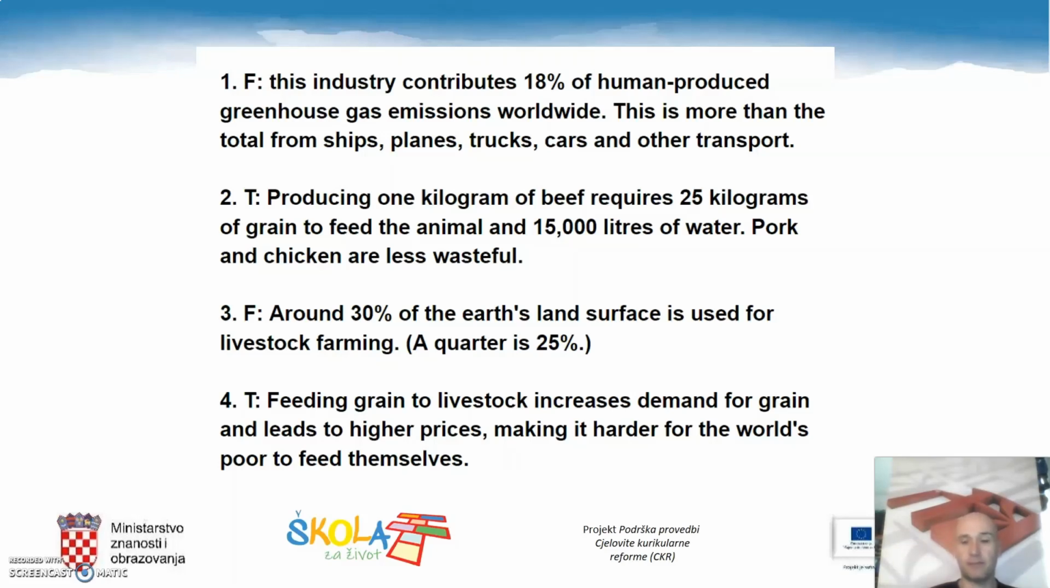Statement number 3: around 30% of Earth's land surface is used for livestock farming, so a quarter, of course, is 25%. The fourth statement was true. Feeding grain to livestock increases demand for grain and leads to higher prices, which means that poorer people can't get enough grain.